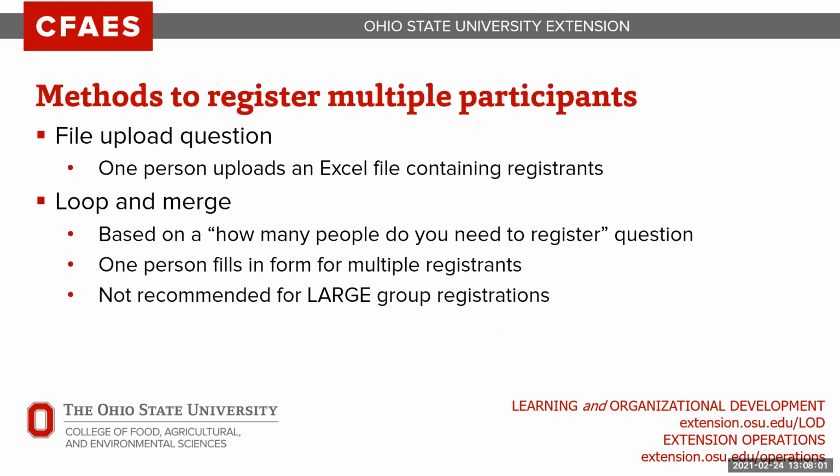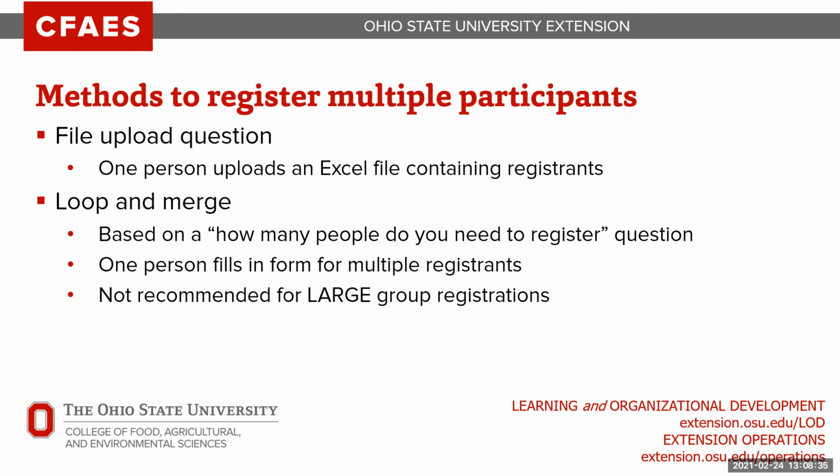All right. So there are several different ways to register multiple participants within Qualtrics. Two of the most commonly used would be a file upload question, where one person is registering multiple people and you ask them for an Excel file that contains the contact information for all of the people they're registering. So it would include their first name, their last name, and their email address, for example.